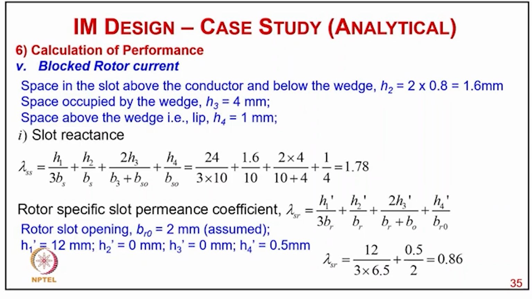Putting all these dimensions in lambda S, the slot permeance, it comes to 1.78. Similarly, the rotor specific slot permeance lambda SR is a function of H1 dash upon 3 BR plus H2 dash upon BR plus 2 H3 dash upon (BR plus B0) plus H4 dash upon BR0. Here the rotor slot opening BR0 is 2 millimeter, H1 dash is 12 millimeter, H2 dash, considering 0, H3 dash is 0, and H4 dash is 0.5. So lambda SR comes to 0.86 after putting in these values.